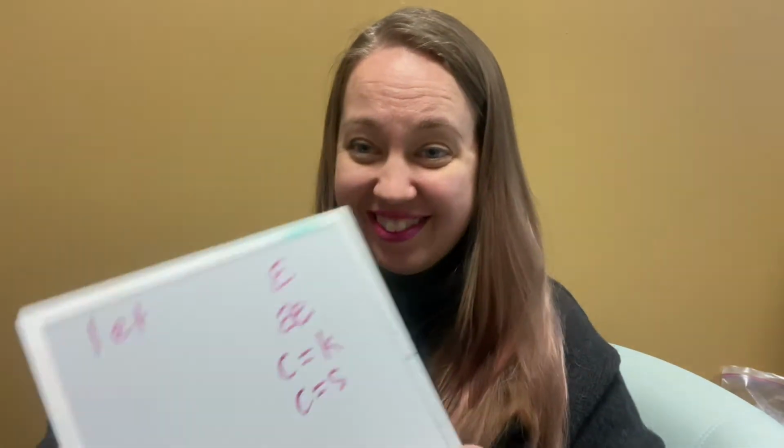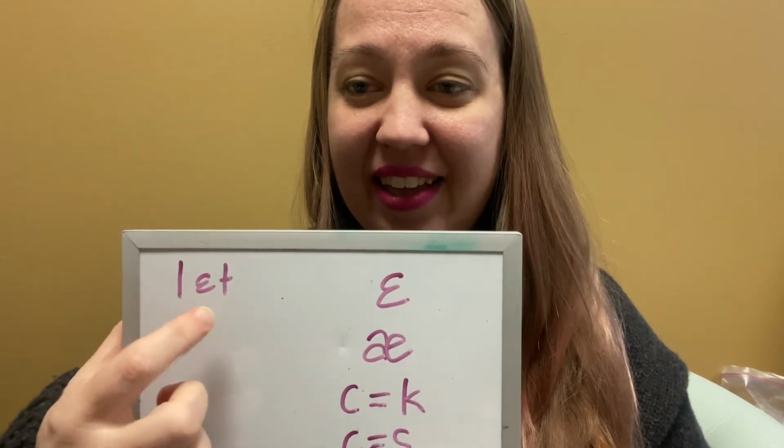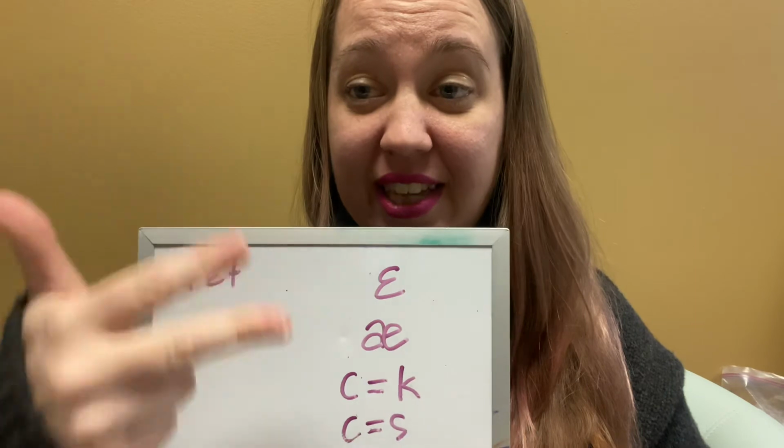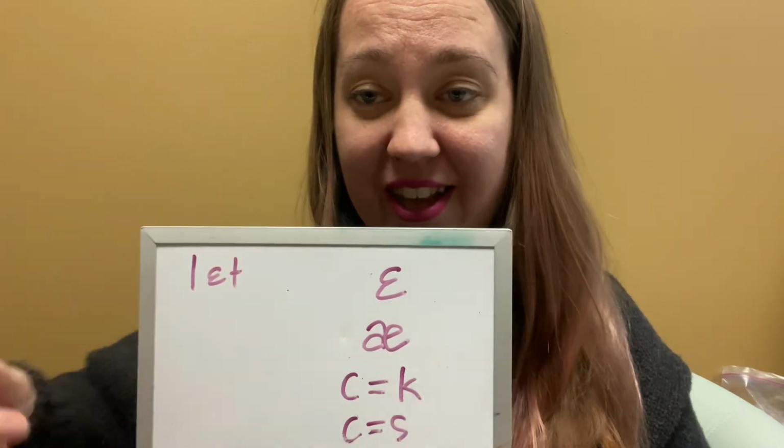Next word is let. How many sounds, and does it have an e epsilon or an a ash? You ready? I'm ready. Let has l, e, t. 3 sounds, and it has an e epsilon.